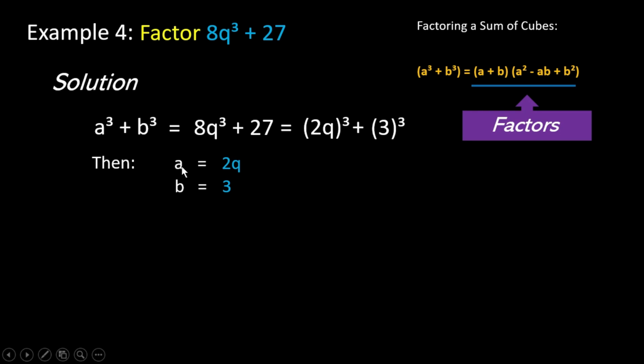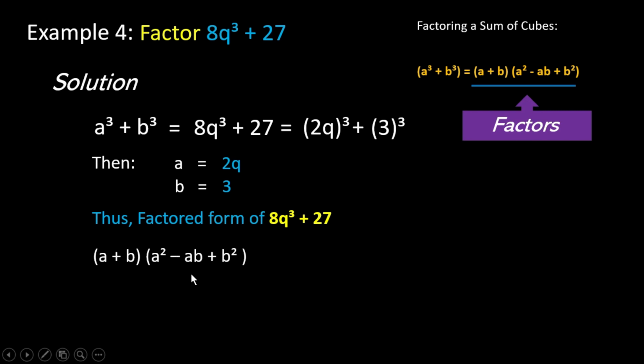So, sinasabi ko guys, yung value ng A is 2Q. Ito siya. Then yung value ng B is 3. Tapos, substitute na natin yung value ng A at saka B dito sa ating formula para makuha natin ang factors ng 8Q cubed plus 27. Thus, factored form of 8Q cubed plus 27. So, by substituting to the formula, meron tayong yung A plus B ay magiging 2Q plus 3. So, yung A is 2Q, yung B is 3. Tapos, para naman sa A squared, meron tayong 2Q squared minus, tapos yung AB is 2Q times 3. Tapos, plus, tapos yung B squared natin is plus 3 squared.